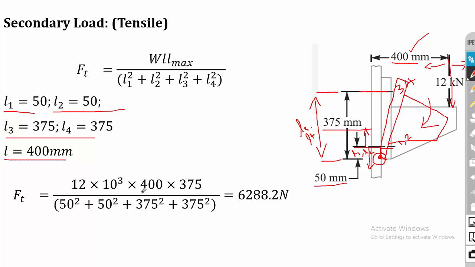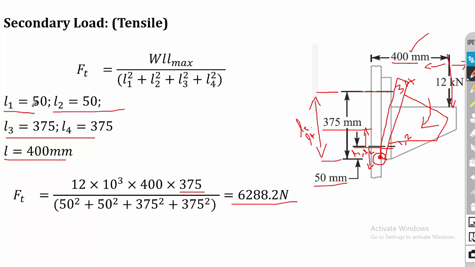So now we can substitute all the values W, L. Among L1, L2 and L3, L4, L3 and L4 is the maximum value. So I have substituted 375, and I have calculated the value of Ft, that is 6288.2 Newton.